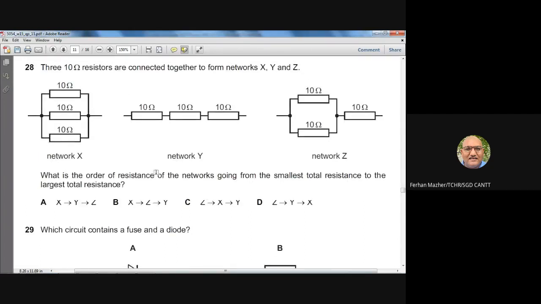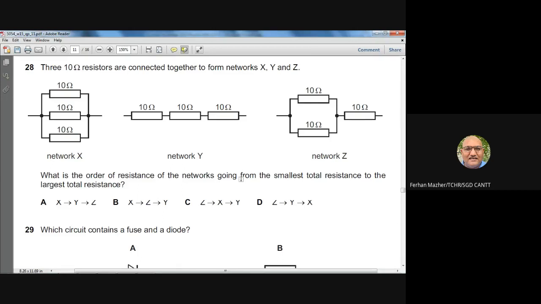Here we come. Question number 28 is on your screen. Three 10 ohm resistors are connected together to form networks X, Y and Z. In network X, the three are connected in parallel to each other. In network Y, they are connected in series. And in network Z, it's a combination: these two are connected in parallel to each other, and then their resultant is connected in series with this 10. So the question is, what is the order of resistance of the networks going from the smallest total resistance to the largest total resistance? First smallest, then medium, then largest.